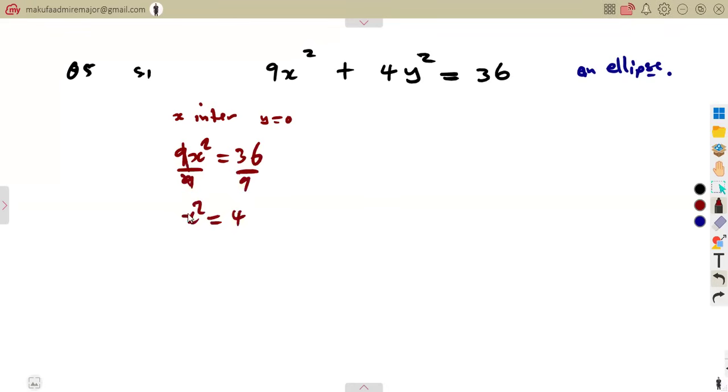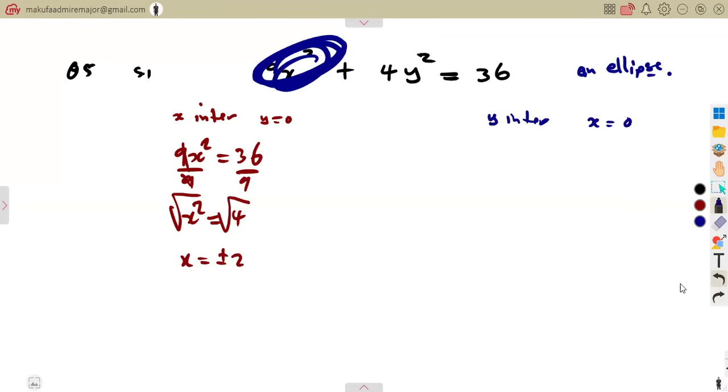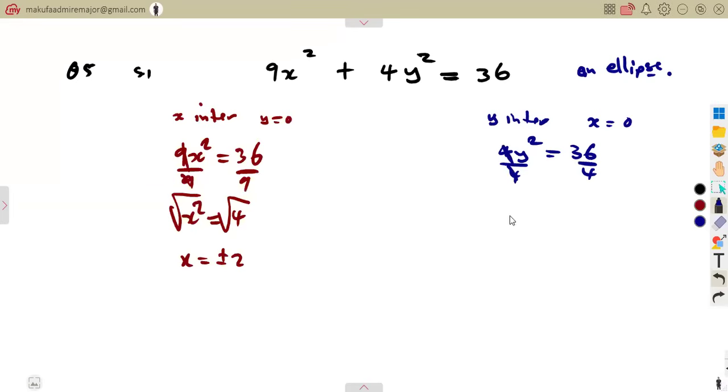If x squared is 4, then taking the square root, x is plus or minus 2. The same thing applies if you consider the y-intercept, on a condition where x is 0. If x is 0, then we are going to have 4y squared equal to 36. So that's it. We're also going to solve for y.